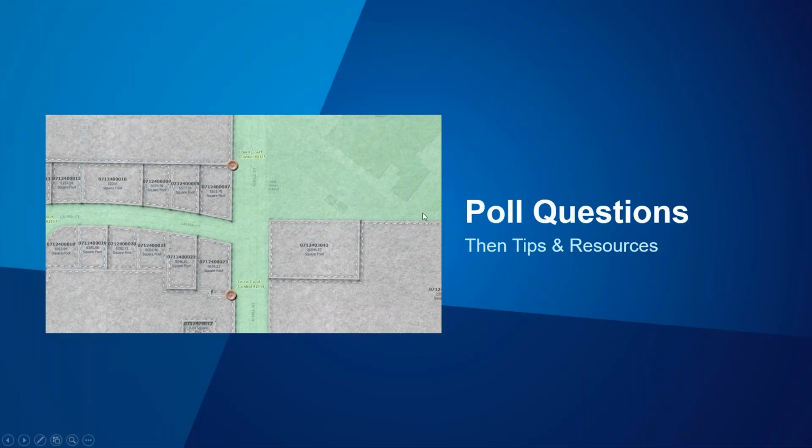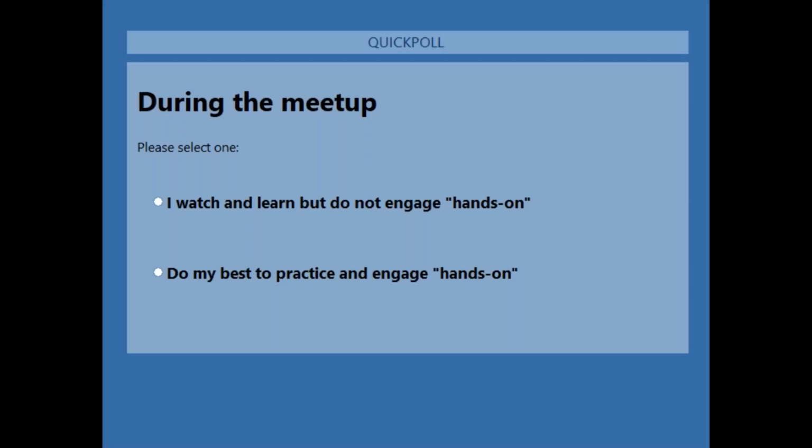Yeah, we're a little over time here, but we'll go through these poll questions pretty quick. There's only 4 of them. So let's go with this first one. During this meetup, I watched and learned, but do not engage in the hands-on, or do my best to practice and engage in the hands-on. This is just to gauge how everyone is doing during these hands-on parts of the meetup sessions that we've been having in the past few meetups. Are you actually attempting to code along with the mirror, or are you just watching, trying to absorb the content and maybe go back and watch the video later?